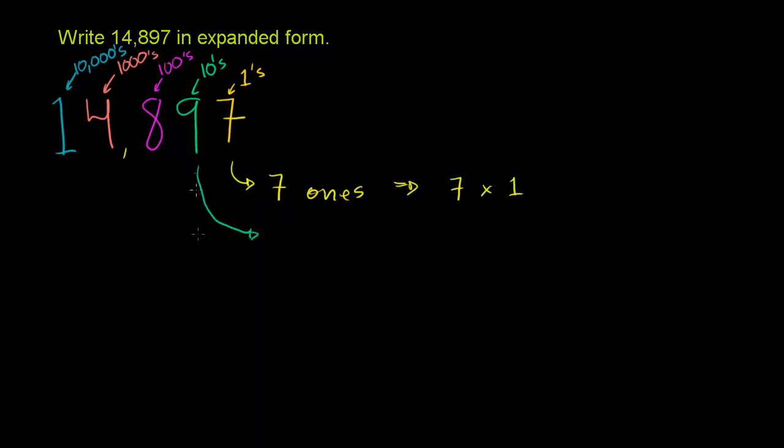So what does the 9 represent? It represents 9 tens. You can literally imagine you have 9 actual tens. You could have a 10 plus a 10 plus a 10, do that 9 times. That's literally what it represents. 9 actual tens. Or you could say it's the same thing as 9 times 10, or 90. Either way you want to think about it. So let me write all the different ways to think about it: 9 tens, or 9 times 10, or 90.